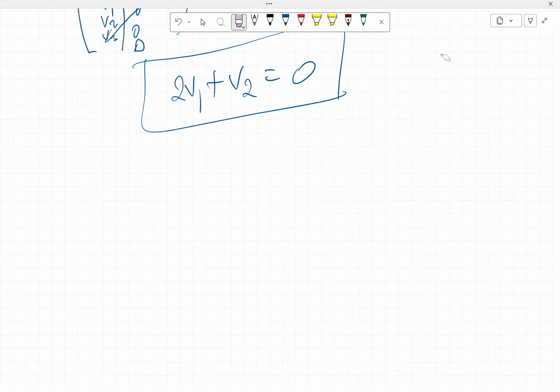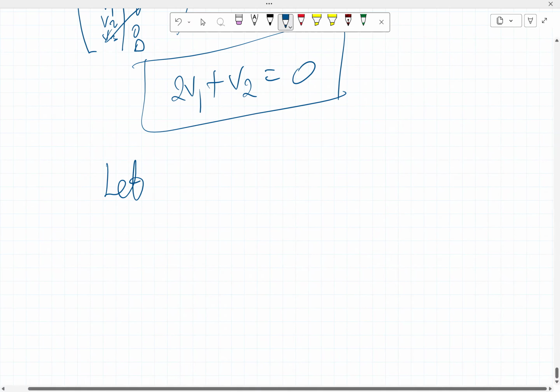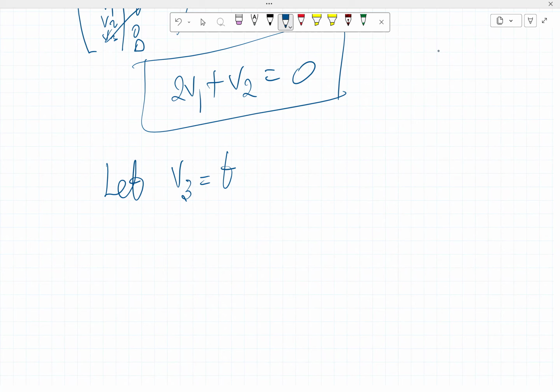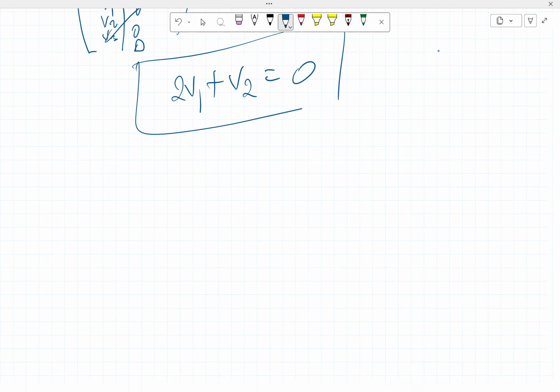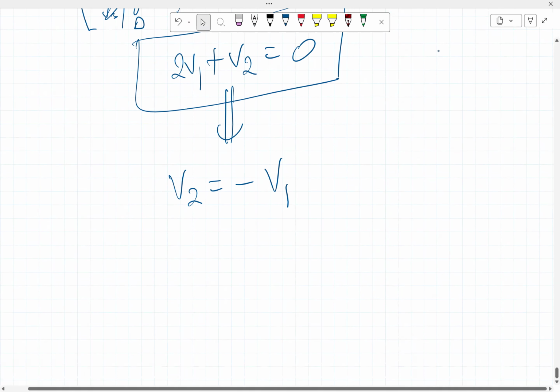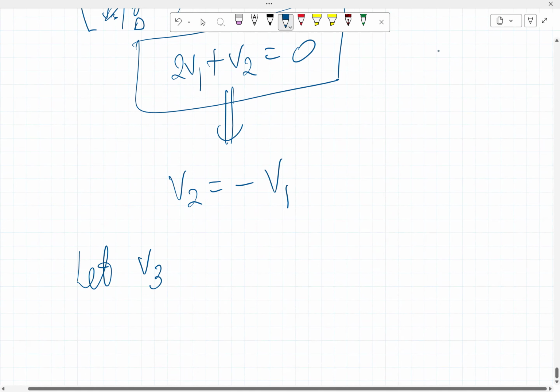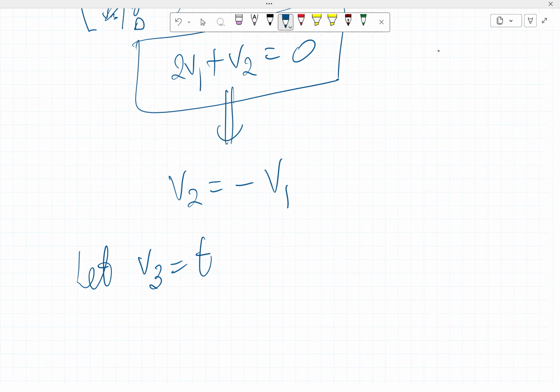So basically this is what we have now. We can just say let v3 be equal to t. This is the last one we have, right? That's the same thing as when we say that V2 is equal to minus V1, right? So we know that much. So we can just say let V3 be T, and V2 is equal to S, right? V2 is equal to S.